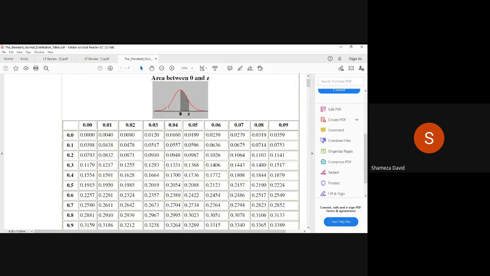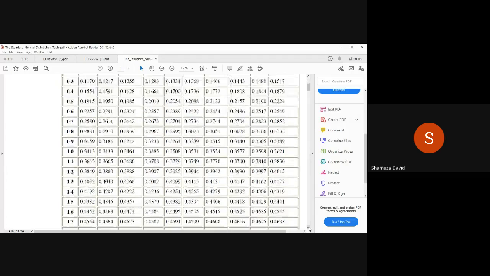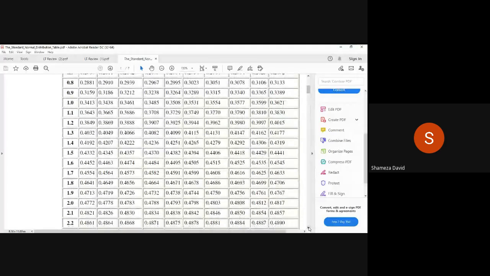And for this, you basically estimate. You know that this extreme value here is 3, and so 2.17 is going to be somewhere just thereabouts. And so you shade between 0 and negative 2.17. The probability is equal to 0.4850, I believe.